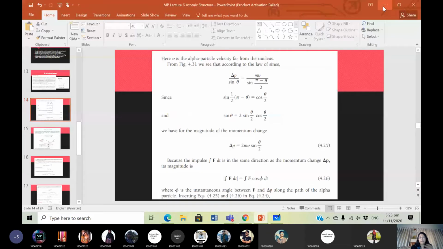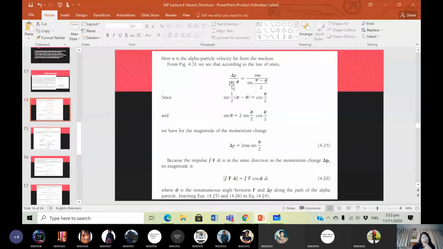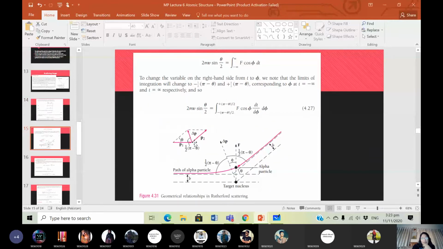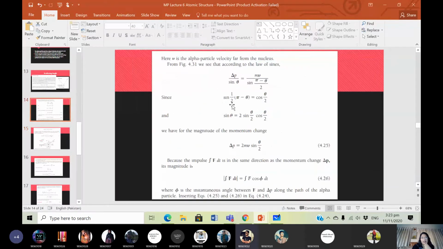So according to the law of sines, we can say that using this parallelogram over here, delta P divided by sine theta is equals to P2, which is equal to this side, right? I said that this side is also equal to P2 divided by sine of this angle, which is half pi minus theta. So here we get this.